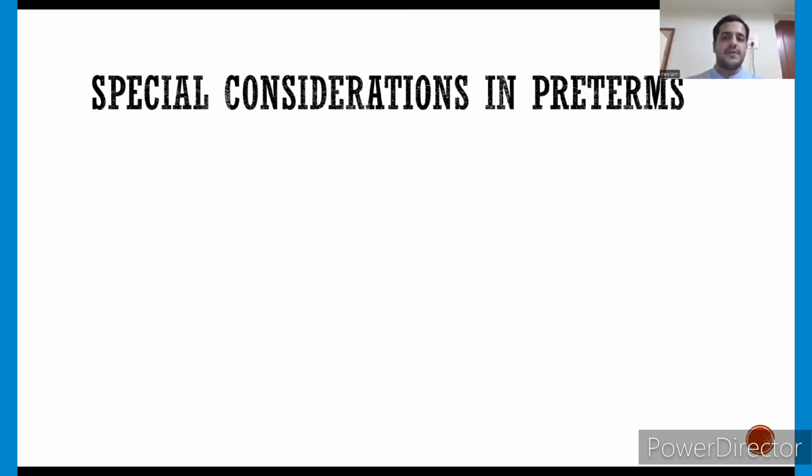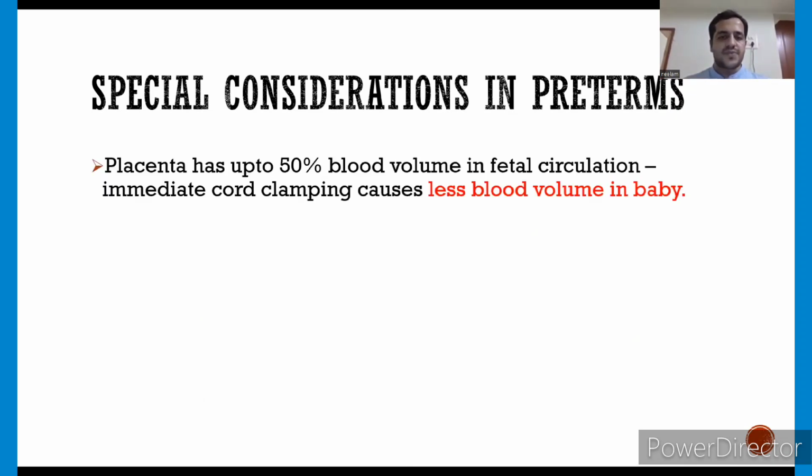But keeping this in mind, there are certain considerations in the preterms. Why are preterms more at risk of shock as compared to term babies? Even in our NICU, if you see, it is more of the preterms who will be on inotropic support rather than your term babies. So why are the preterms at higher risk? Because 50% of the blood volume, as I told, is actually in the placenta.